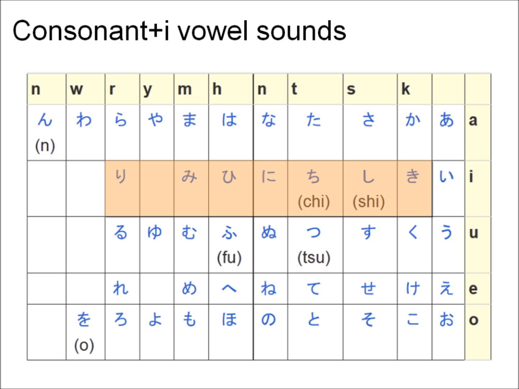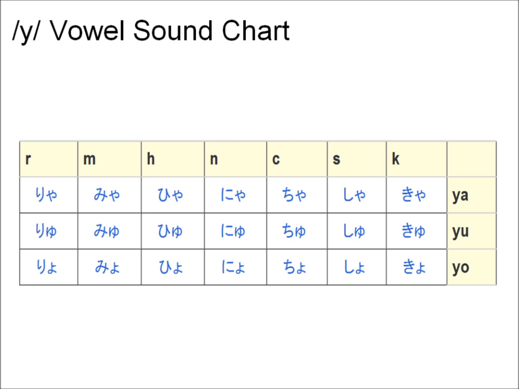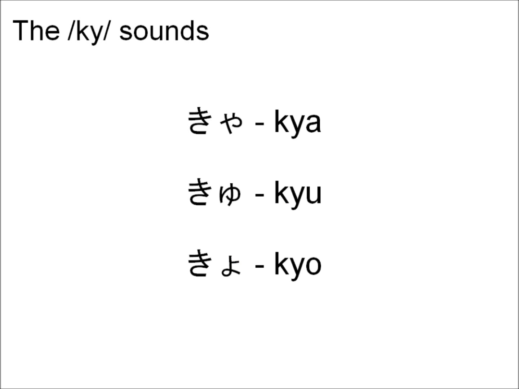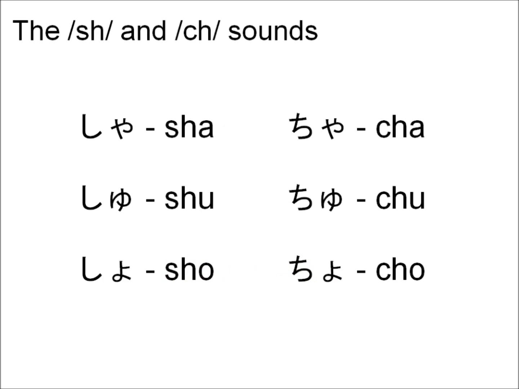So if we take all the consonant plus E vowel sounds in Hiragana and attach a small ya, yu, and yo, we end up with a chart that looks like this. Let's go through and read each character in this chart. The Y vowel sounds attached to ki are pronounced as follows. Kya, kyu, kyo. The Y vowel sounds attached to shi and chi are pronounced as follows.